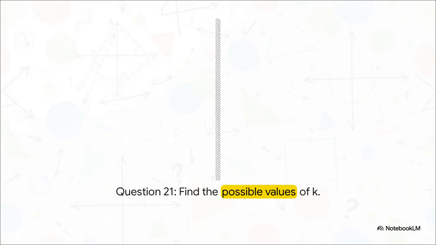Okay, so let's take a look at the actual question. Here's the setup. We're given 3 points. 2 of them are fixed, but the third one, well, its coordinates depend on this unknown value, k. And here's the absolute key to the whole thing. We're told these 3 points form a right angle. That's the clue we need to crack this.